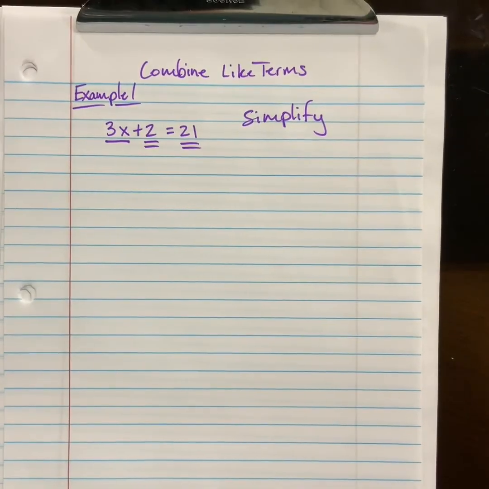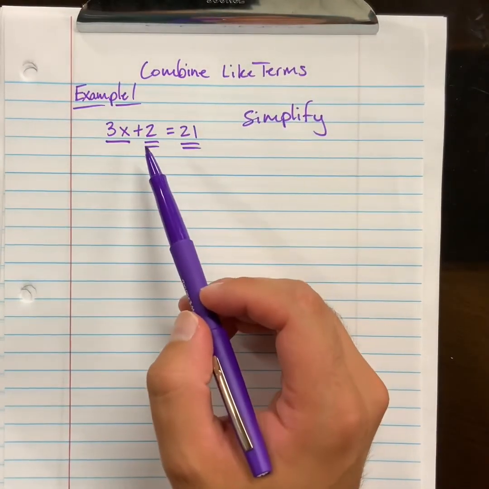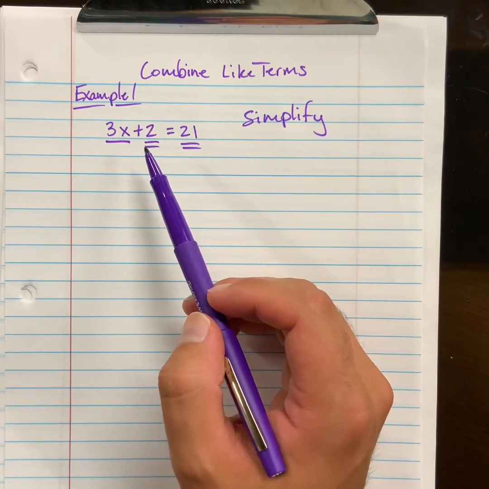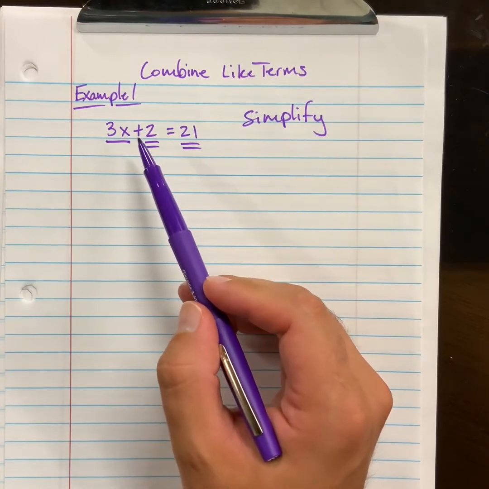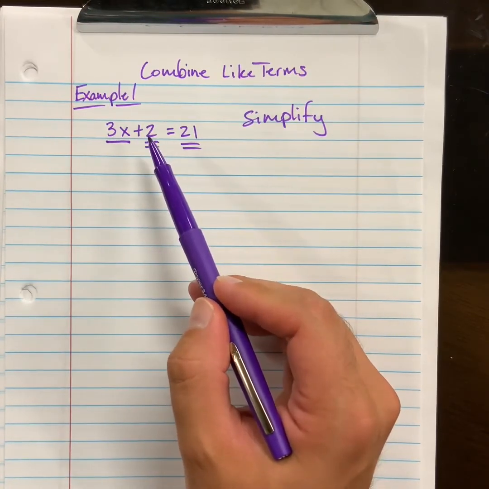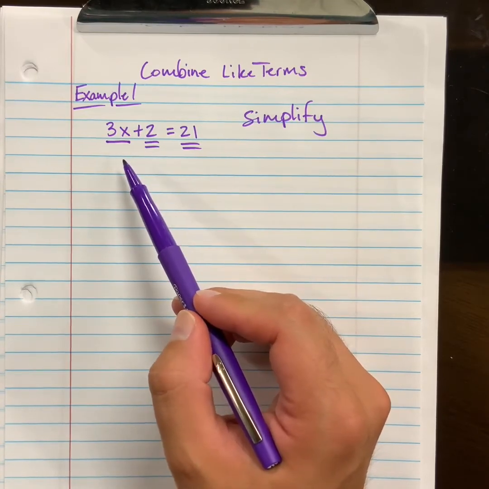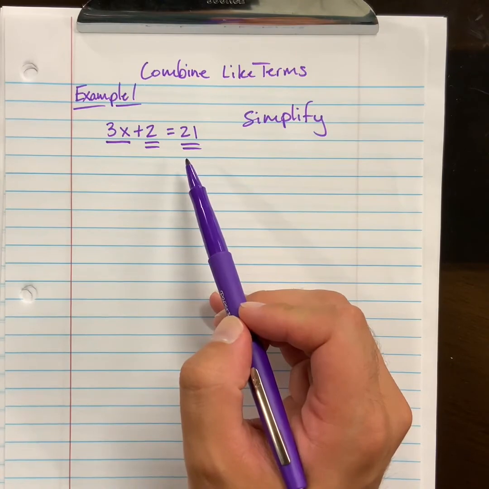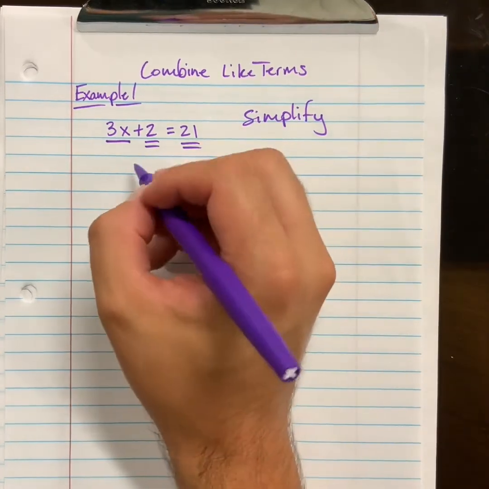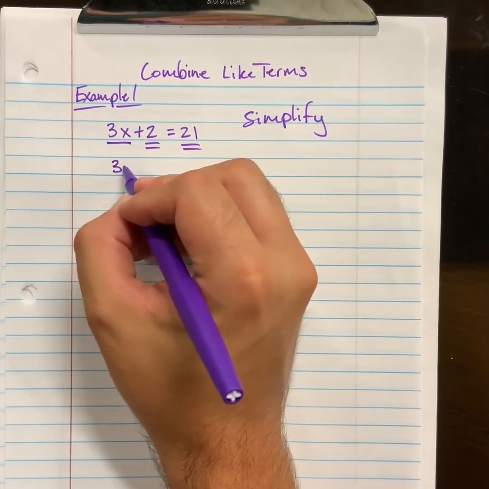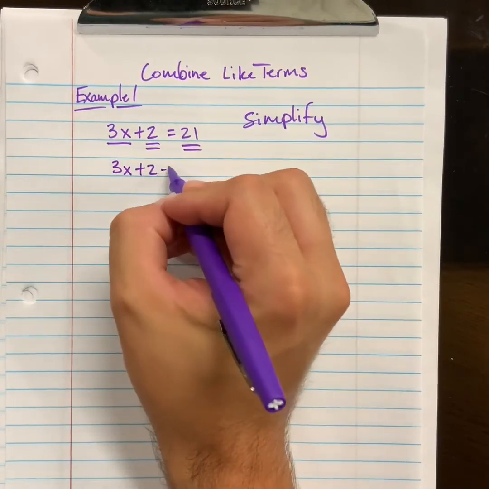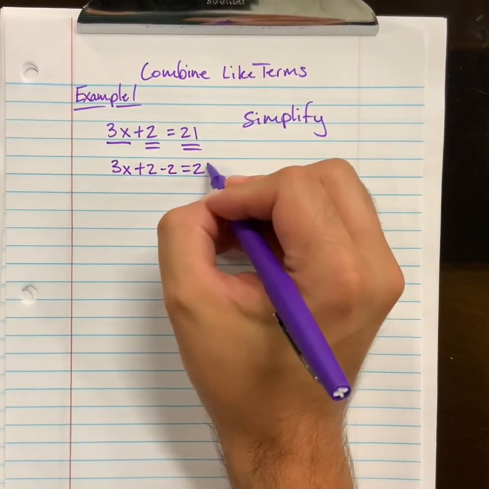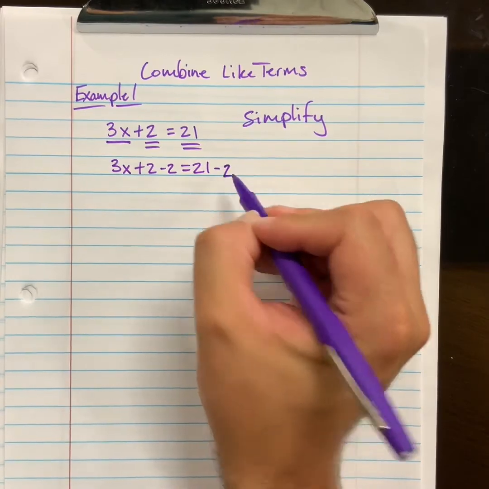If we remember from a past lesson, what we can do with this equation is we can do the opposite operations. Since we are adding 2 to 3x, we are going to subtract 2. And when we subtract 2 from the left side of our equation, we have to do the same thing to the right side of our equation to keep things in balance. So here, we would do 3x plus 2 minus 2 equals 21 minus 2.